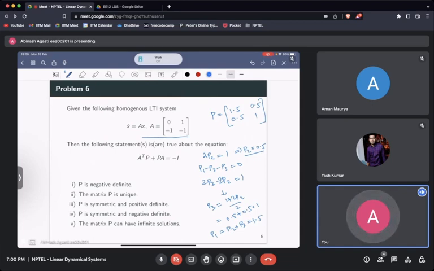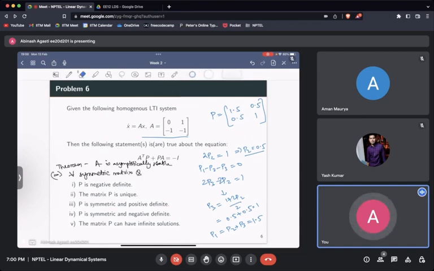Yeah, so there is a result, in fact, which says theorem: A is asymptotically stable if and only if for every symmetric, positive definite matrix Q, there exists a unique P such that A transpose P plus PA is equal to minus Q, and P is equal to P transpose and it is positive definite. Okay, so I'll just tell what the result is.